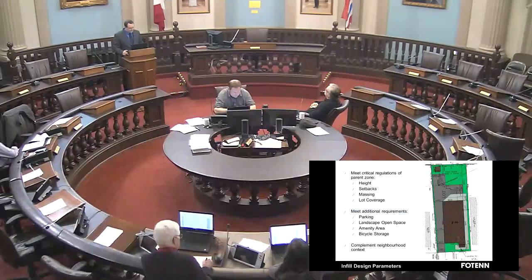Side yard setbacks are 0.6 meters, which is 2 feet, and 3.6 meters in total between the two sides. So in this case, there's over 3 meters on one side and over 2 meters on the other. And the rear yard normally needs to be roughly 7.5 meters, and this would exceed that quite significantly at 16 meters. So what's before the committee is a building in form that meets the provisions of the A zone.